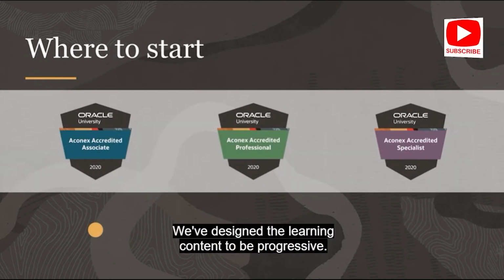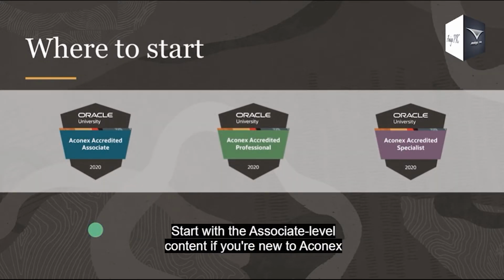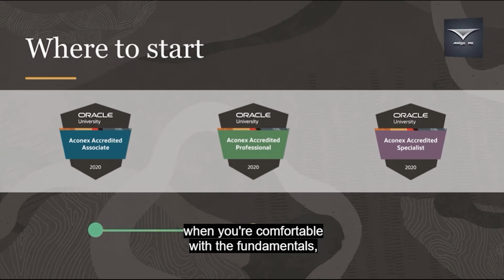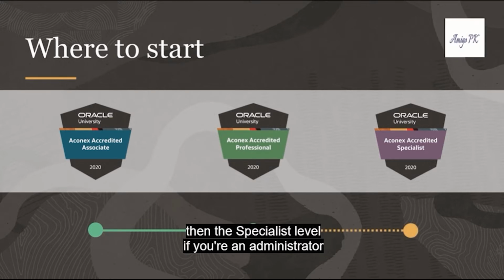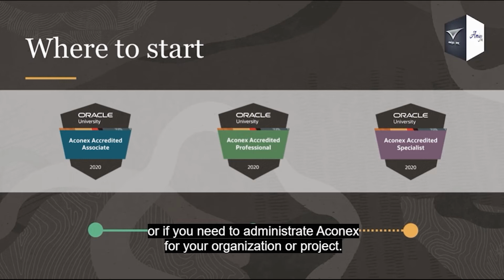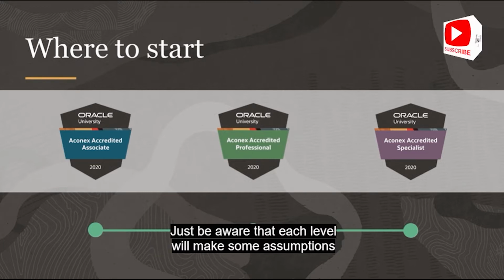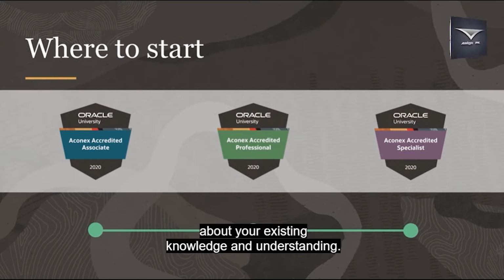We've designed the learning content to be progressive. Start with the associate level content if you're new to Aconex or haven't used it for a while, and then move on to the professional level when you're comfortable with the fundamentals. Then the specialist level if you're an administrator or if you need to administrate Aconex for your organisation or project. We know some of you might want to skip certain content, and that's okay. Just be aware that each level will make some assumptions about your existing knowledge and understanding.